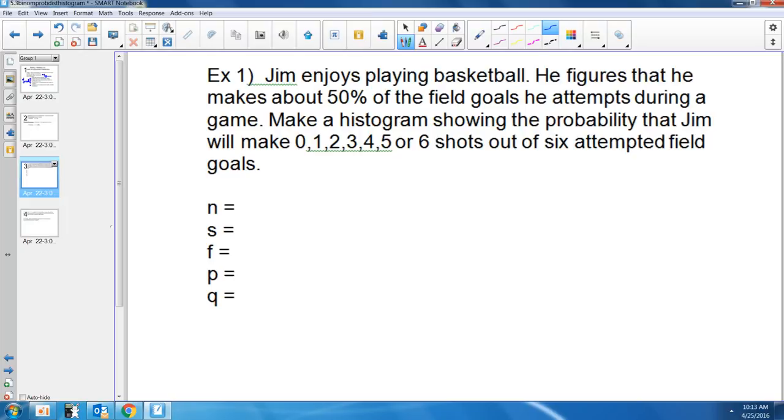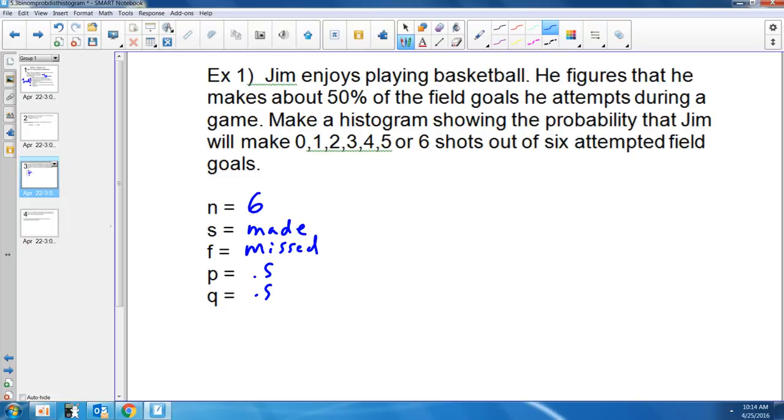Now, if it's 50%, you would expect him to make 3 out of 6. If it was a higher one, you'd expect them to make more than that. But there is an expected value. If you fill out your n, S, F, p, and q, your n would be the number of times, 6 shots. Success is the shots made. Failure is missed. And then your probability of success, p, is 0.5. Failure is 0.5 as well.